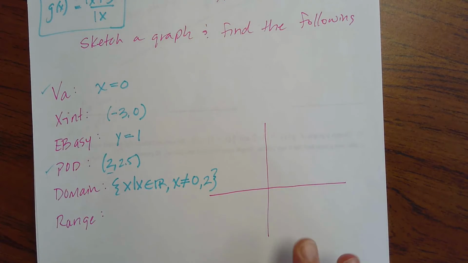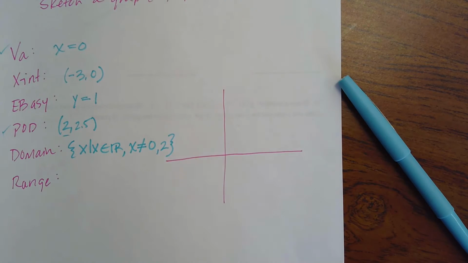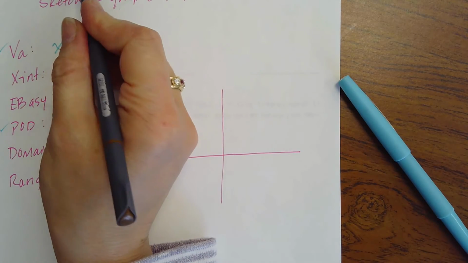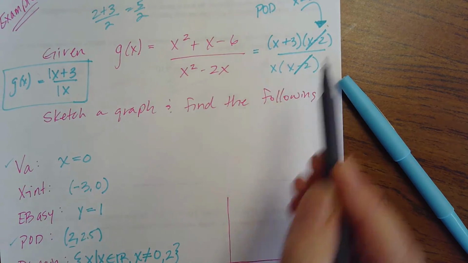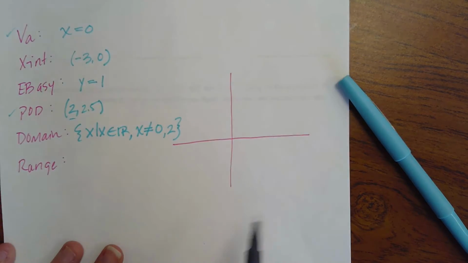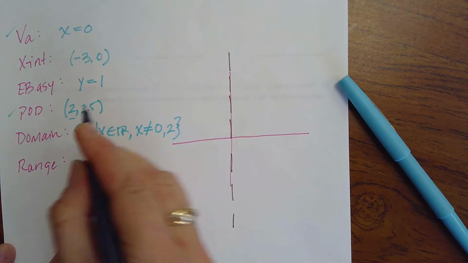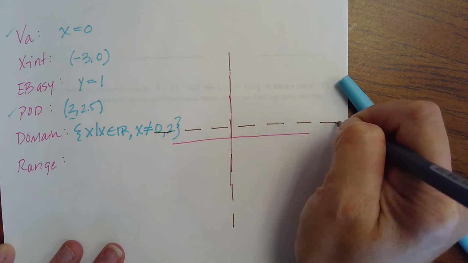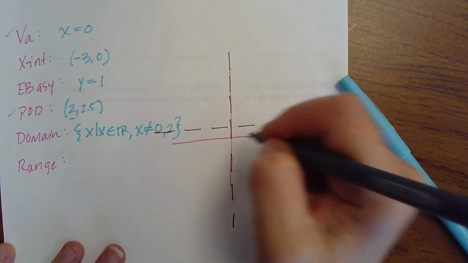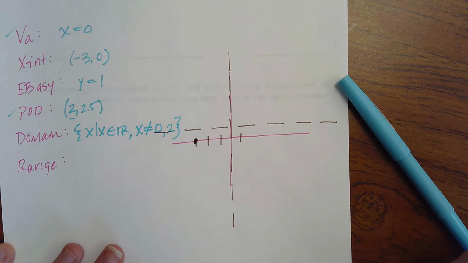For the range, let's go ahead and sketch the graph before we do the range. All right, so on this one, let's go ahead and, again, we're graphing this function, not the original one, because we had to reduce out that point of discontinuity. So my vertical asymptote is 0, so I'm going to put a vertical line here. My end behavior asymptote is 1, so a horizontal line at 1, roughly about here. I have an x-intercept of -3, so I'm going to put a point here.